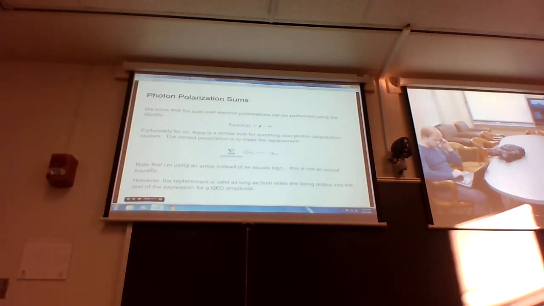But what you can show is that this replacement is valid as long as this stuff is being dotted into the rest of a QED amplitude. And what I mean by that is that this stuff is being dotted into stuff, so you have a scalar. You don't have any open indices in your amplitude. So as long as this is being dotted into the rest of a QED amplitude, or could be QCD, but let's just say QED for right now, you can make this replacement.